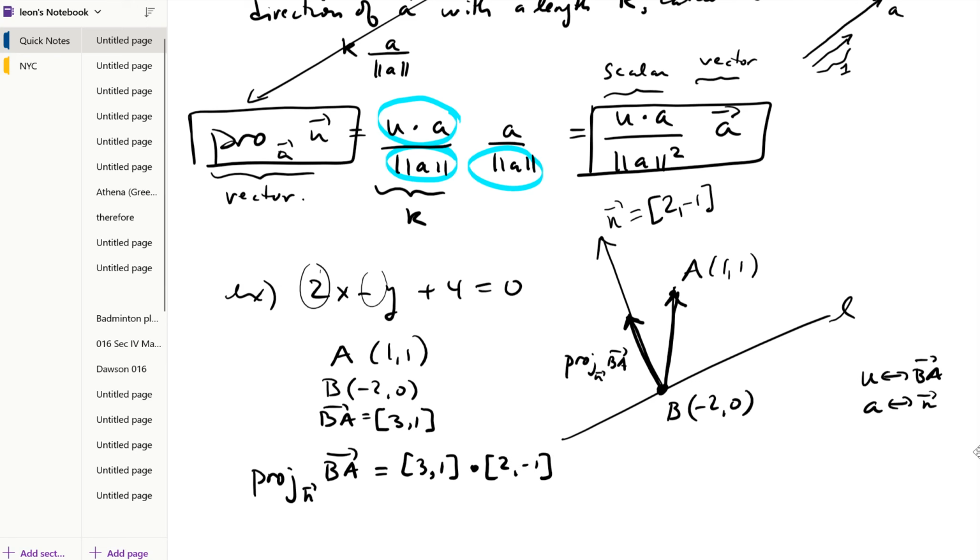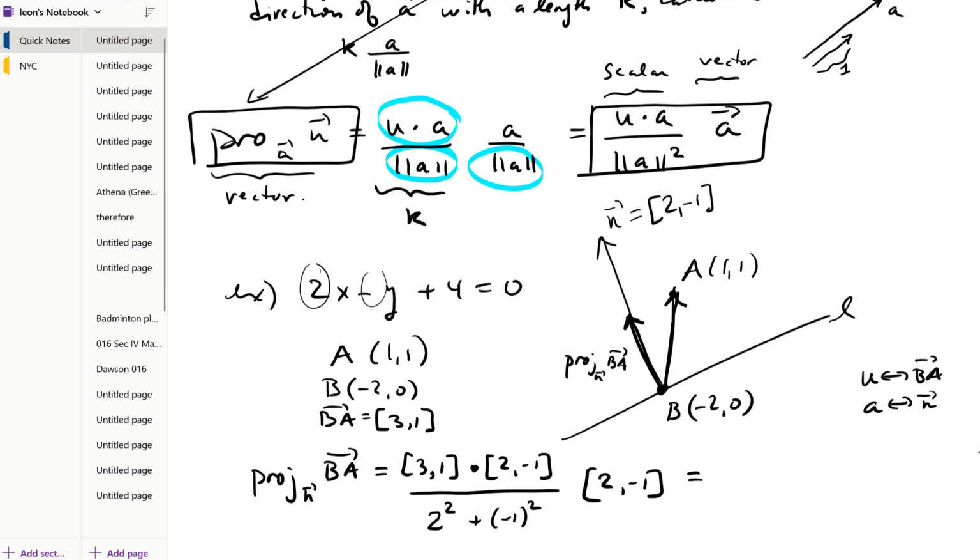So that's u dot A over norm of A squared. Norm of A, A is n, right? So I calculate the norm of n. n is (2, minus 1). And so the norm would be the square root of 2 squared plus minus 1 squared. But when I square everything, the square root disappears. So I just need to take the components of n and square them. That's the norm squared. And finally, I multiply that by A, but my A is n, so what's n again? (2, minus 1), like that.